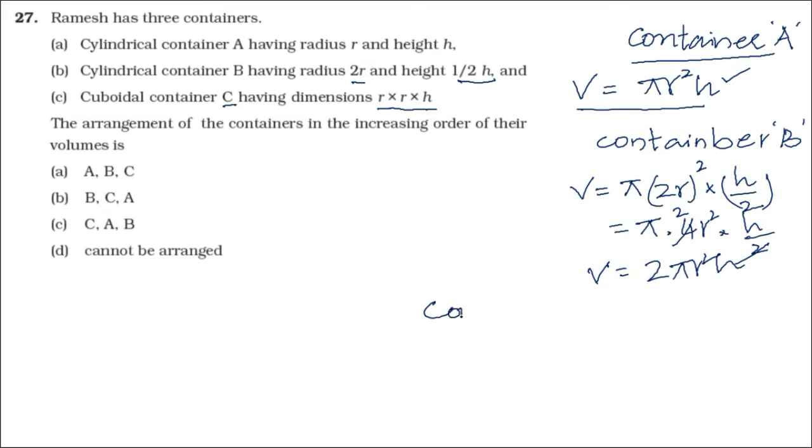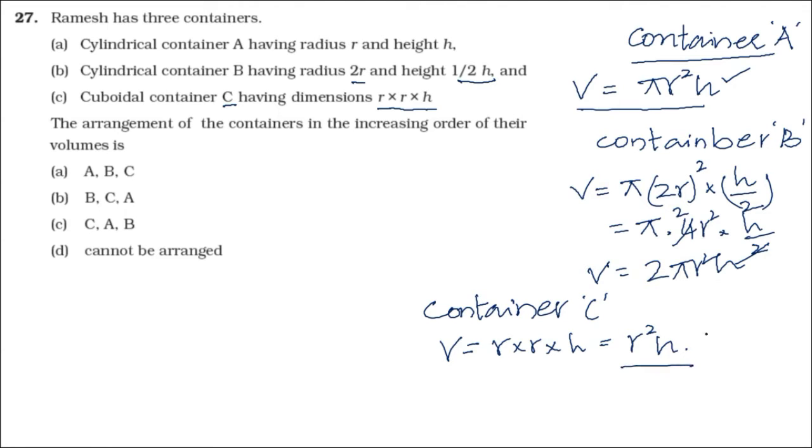Now for container C, its volume is nothing but base multiplied by the height, or length into breadth into height. Since it's cuboidal, it's R into R into H. This is R square H.